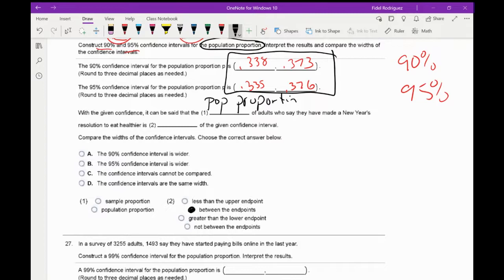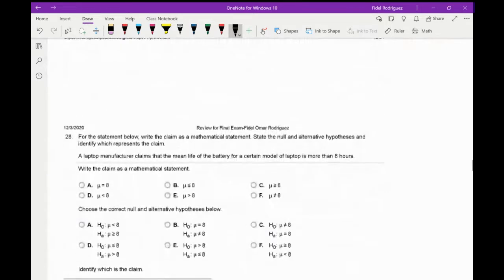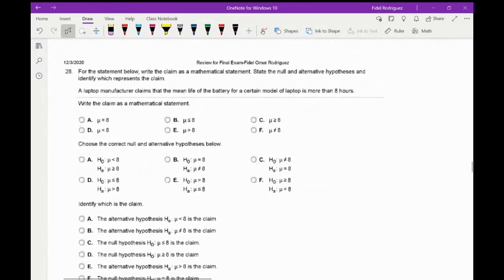And then which one is wider? Remember what we said, guys. The bigger the confidence, that's the one that's going to be wider. Right? Okay, so Giselle wanted 26. We just did it. She asked for 28, which is right here. And we can do this too.